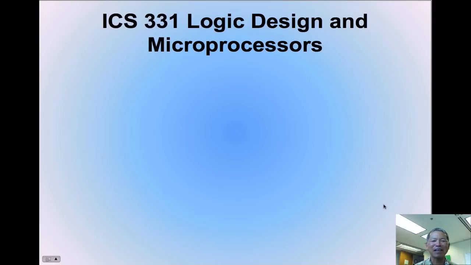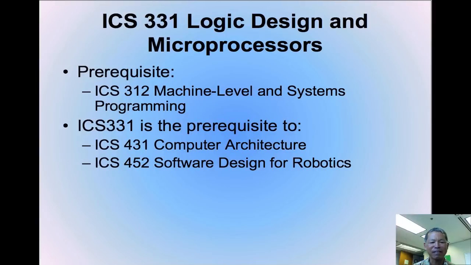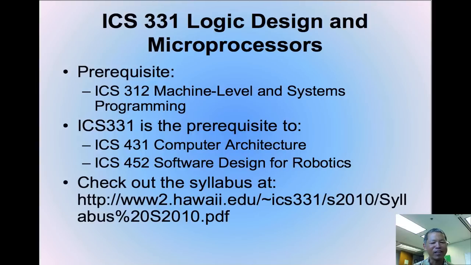I'm here to talk about ICS 331 logic design and microprocessors. And just so you know, the prerequisite is ICS 312 machine level and system programming. And this class is the prerequisite for computer architecture and for software design for robotics. You can check out the syllabus at that link below to see what it's about.